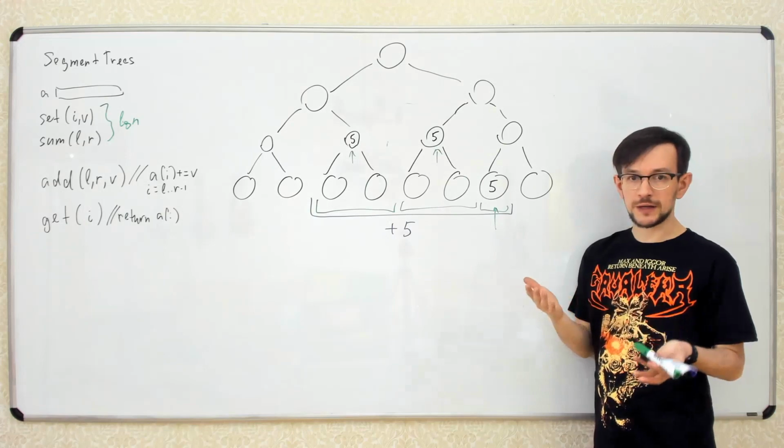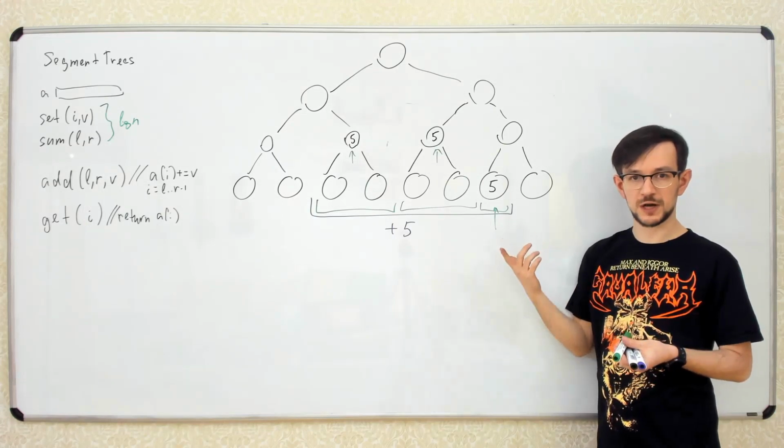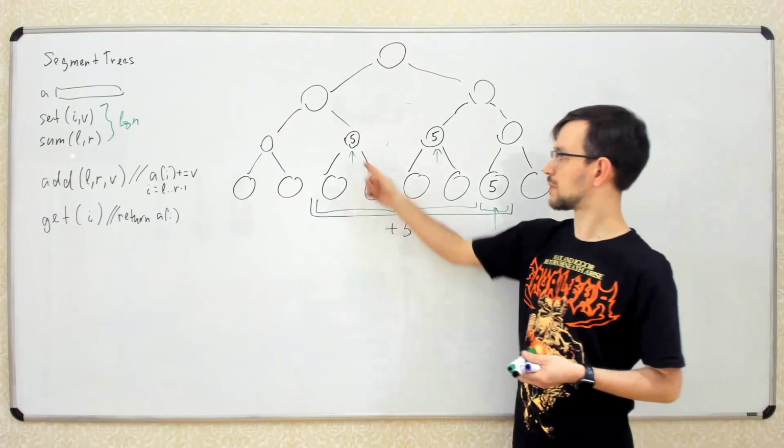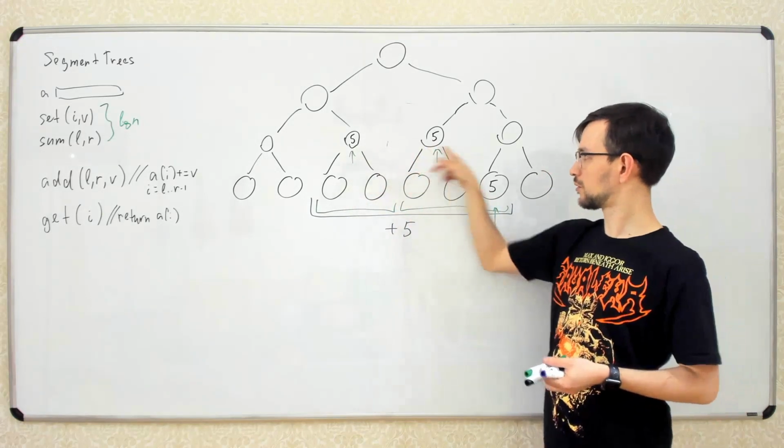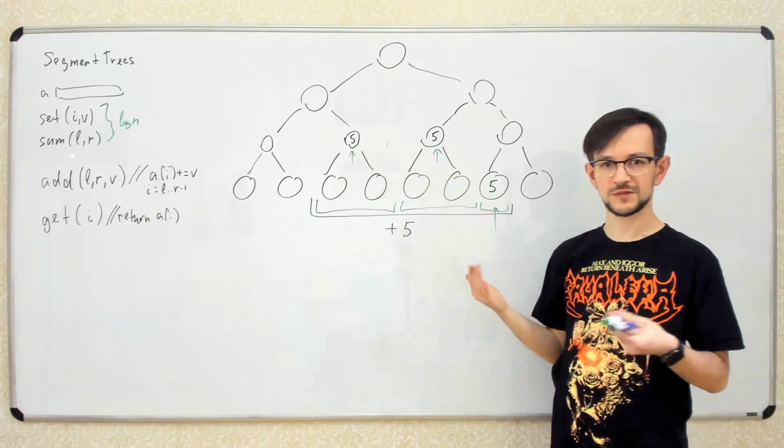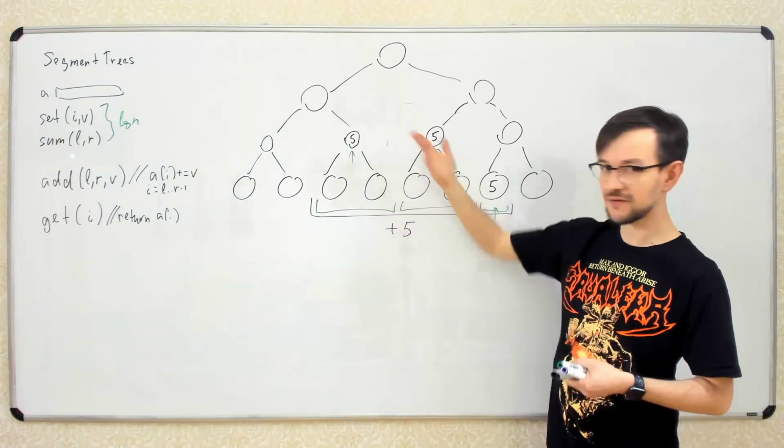That's all. That's how you add something to the whole segment. You split your segment into some parts, add 5 to all these parts, and so you have all elements increased by 5.